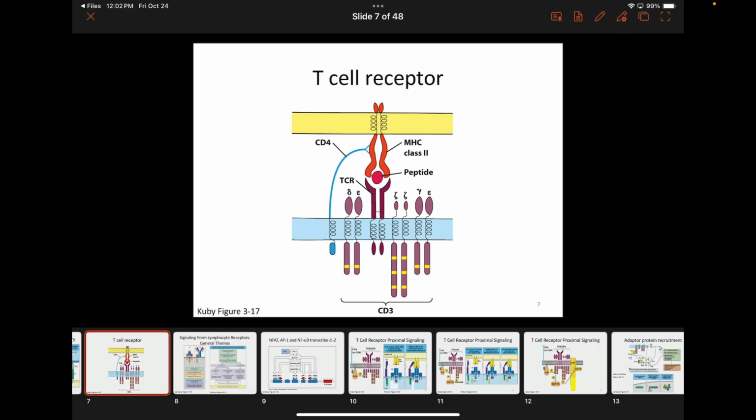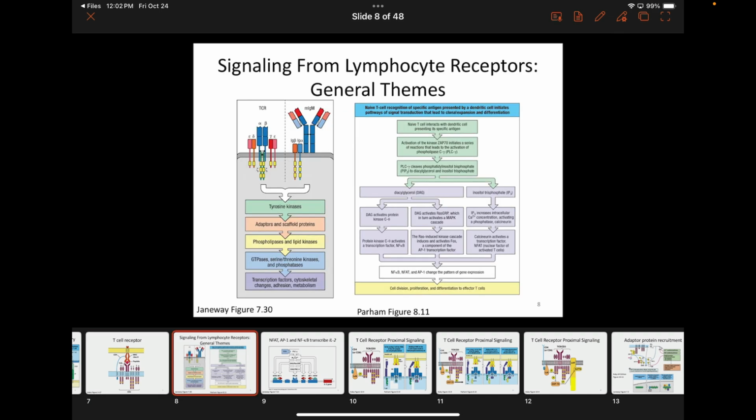But this is sort of your textbook's overview of all of this. You can see that we have our T cell receptor, and there are a number of different types of signal transduction proteins that are involved in signaling in that T cell, and that eventually lead to changes in transcription because of transcription factors. So we got a bunch of different steps of this.